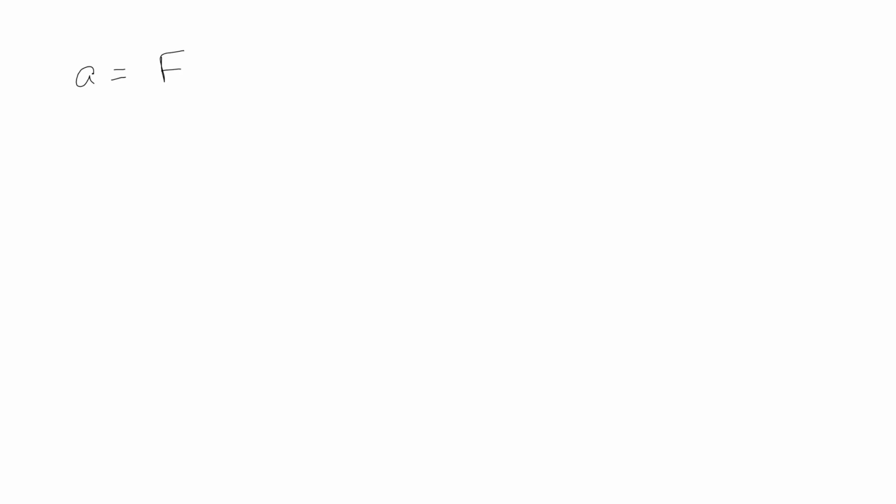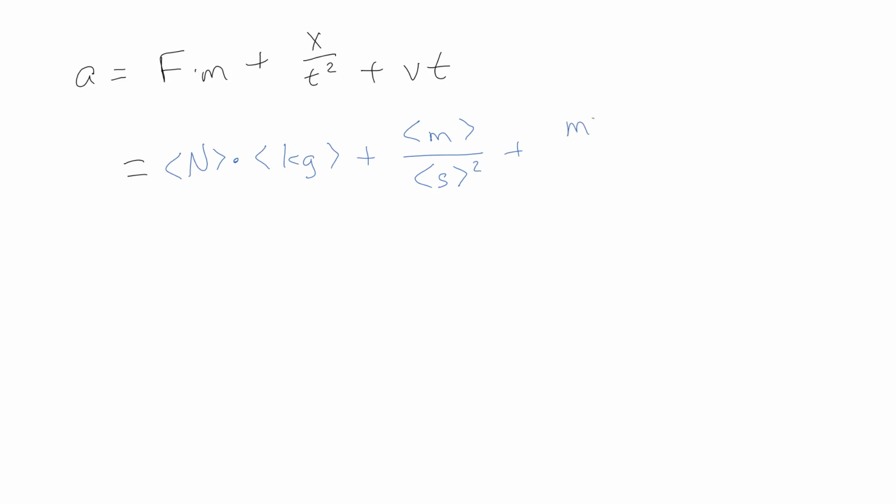All right, so let's say I have A is equal to F times M plus X over T squared plus VT. All right, so I'm going to try writing it without the weird little squiggles on it. It's going to drive me nuts. Okay, so force is measured in newtons, and then mass is in kilograms. And then x is a distance, so we'll say that's in meters. Time is in seconds squared. And then velocity is meters per second. And then time is seconds. Okay, so let's see, what do I got right here?